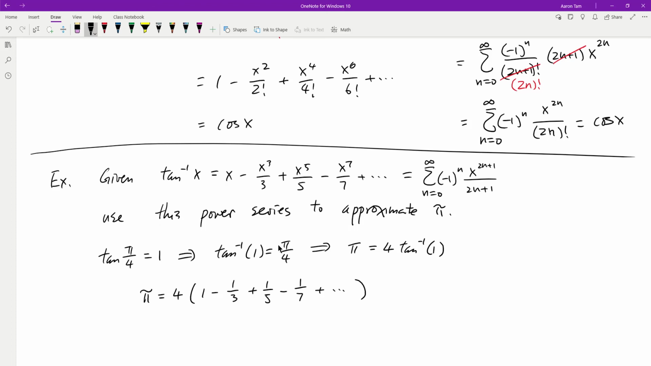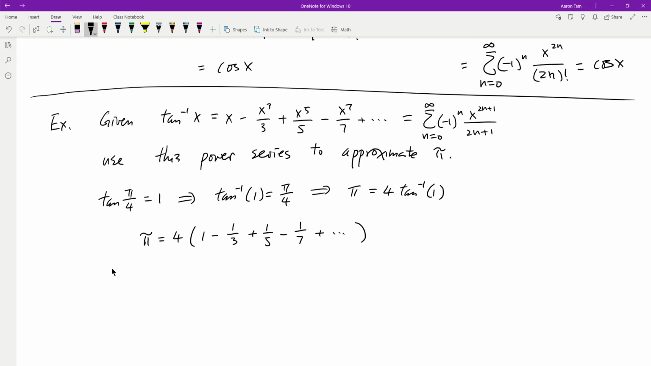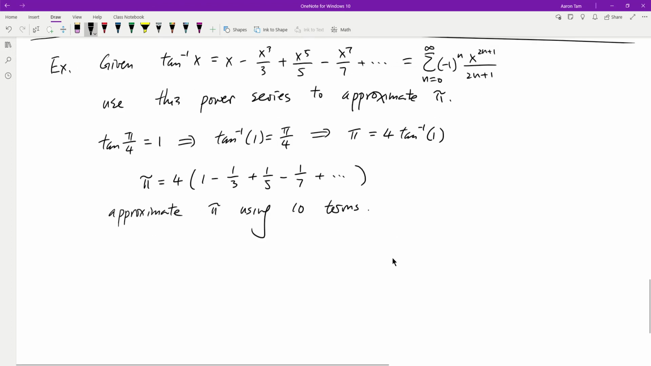Now let's see if we can actually approximate pi. I'm going to approximate pi using maybe 10 terms. Normally, using 10 terms should give you a very good estimate. But remember I told you tangent inverse converges to pi relatively slowly, so it's not going to give us a very good estimate at all, but we can definitely see what it is. So pi should be approximately equal to 4 multiplied by, I need 10 terms, so we're going to count out 10 terms.